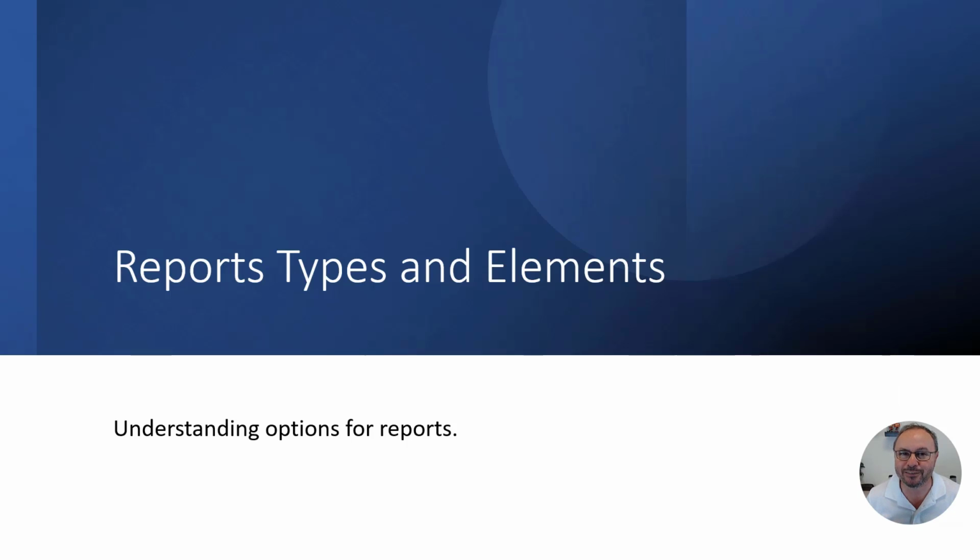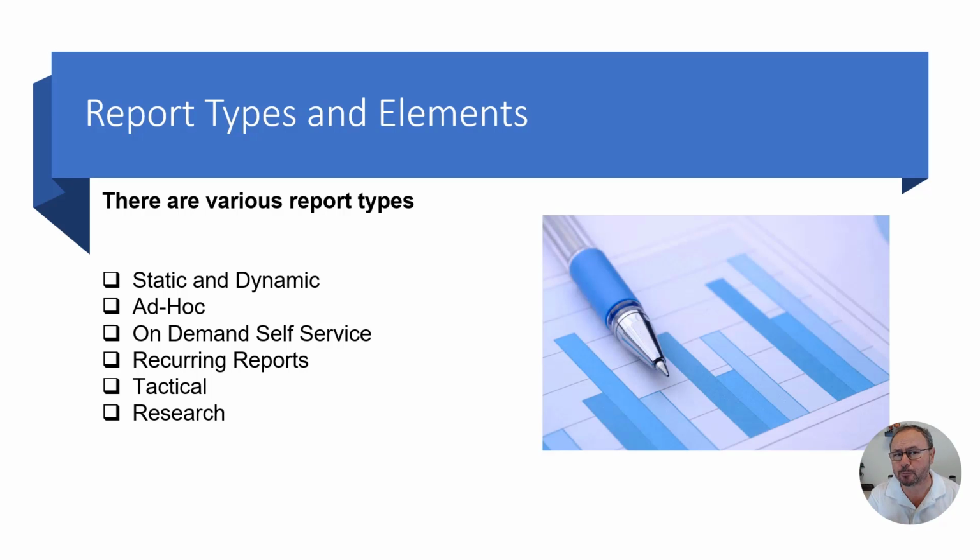Report types and elements. In this lesson, let's talk about the various options for reports. Now, when it comes to reports, there's a number of different types of reports, and for the Data Plus certification exam, you'll want to at least be aware of these. So first, we have static and dynamic. These are reports that are going to be either static, meaning that it is a one-time report that does not update. In other words, it might have been ran a year ago, and that report doesn't change. Dynamic reports are going to be updated as needed, and so they'll change frequently.